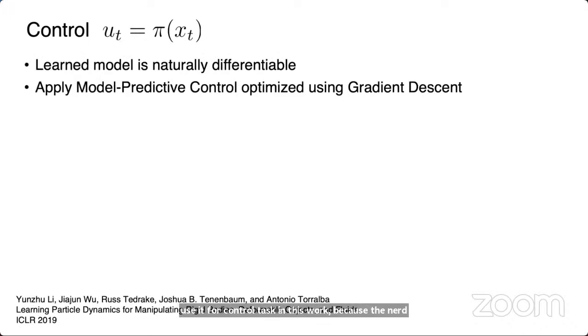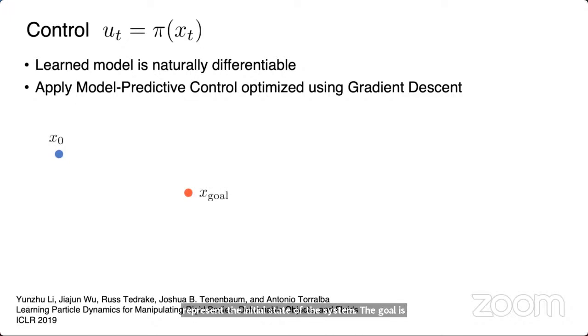In this work, because the learned model is a neural network, which is naturally differentiable, we can extract the gradients using off-the-shelf packages like PyTorch and TensorFlow. We can then use gradient descent to optimize the action signals and apply a model predictive control framework to account for the modeling error. More specifically, here we use the blue dot to represent the initial state of the system. The goal is to achieve the target shown in red.